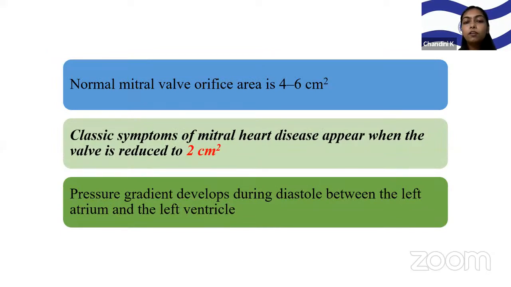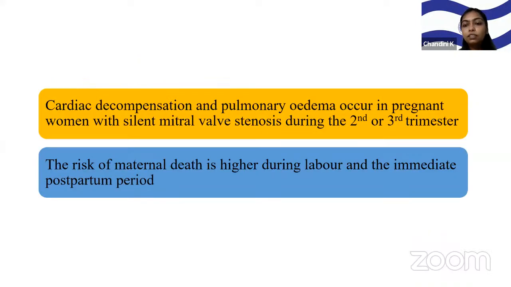So the normal mitral valve orifice area is 4 to 6 cm². The classic symptoms of mitral valve disease appear when the valve area is reduced to 2 cm². The pressure gradient develops during diastole between the left atrium and the left ventricle. As the pressure gradient further increases, there is cardiac decompensation and pulmonary edema, which usually occurs in the second or third trimester of pregnancy because the cardiac output increases maximum during that period.